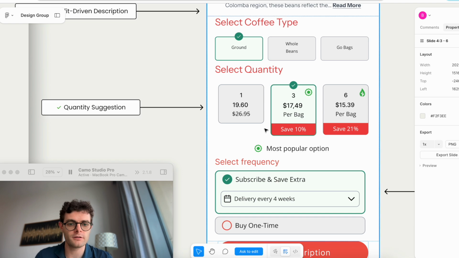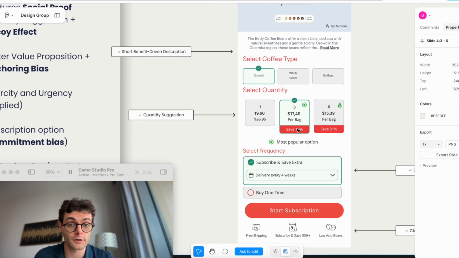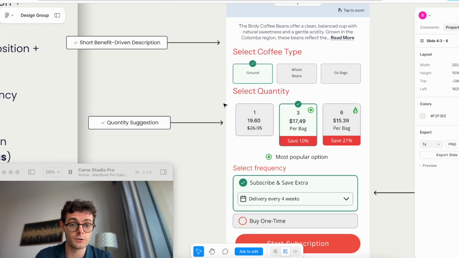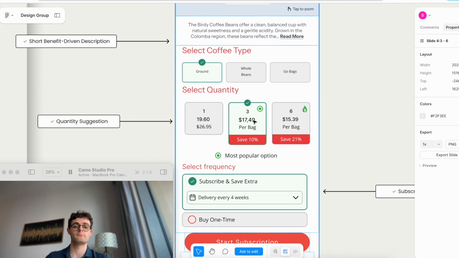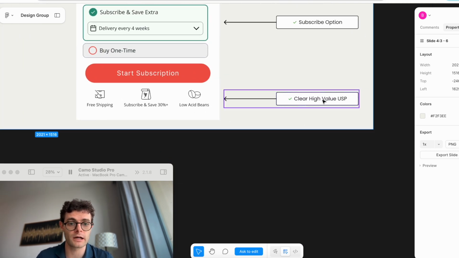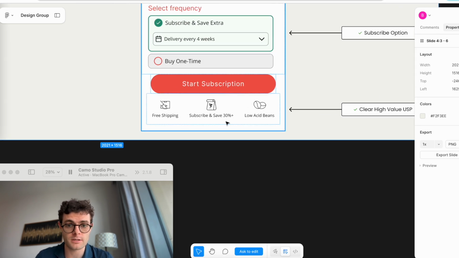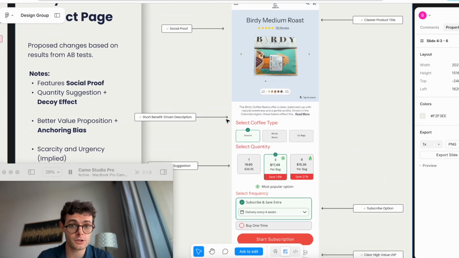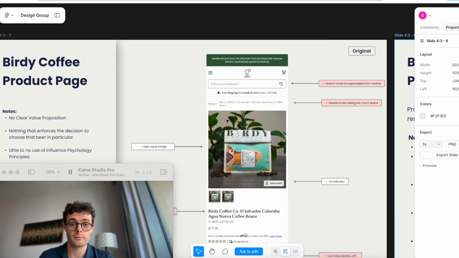And then just a quantity suggestion so that we can increase average order value, right? In this scenario, there's no quantity selection. It's just 20 bucks. In our scenario, we do $20 and then we basically buy more and save more. So save 10%, save 21%. And we also give a subscription and save offer. And we also have some clear high value USPs, right? Subscribe and save 30%, low acid beans, free shipping. This is such a good, simple page. A lot better. It's going to work a lot better than a page like this, okay?